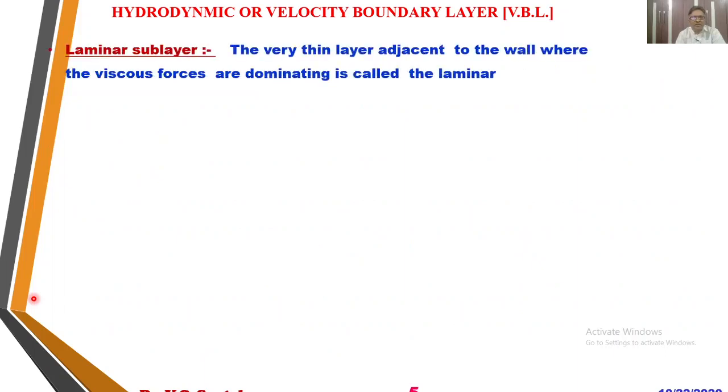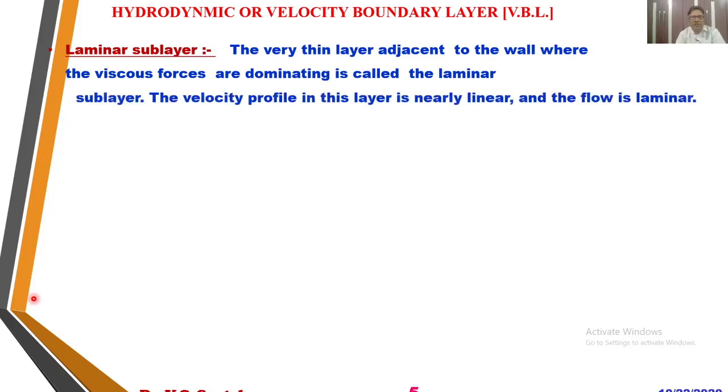Laminar sublayer. The laminar sublayer is a very thin layer adjacent to the wall where the viscous forces are dominating. The velocity profile in this layer is nearly linear and the flow is laminar. Though the laminar sublayer is formed in the turbulent region, because of the highly viscous forces, the flow tends to be laminar and the velocity profile is almost linear.